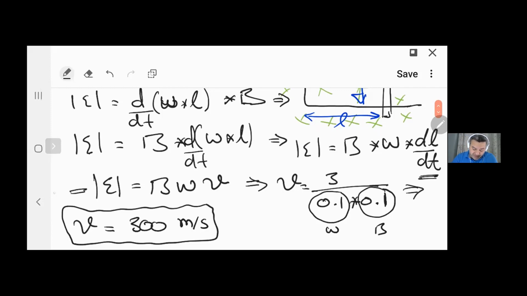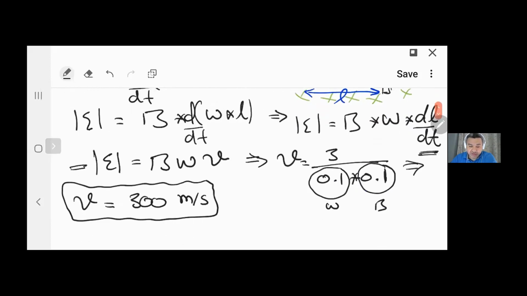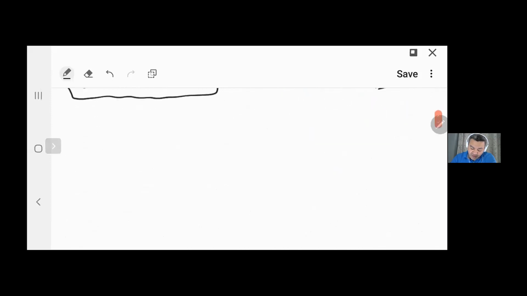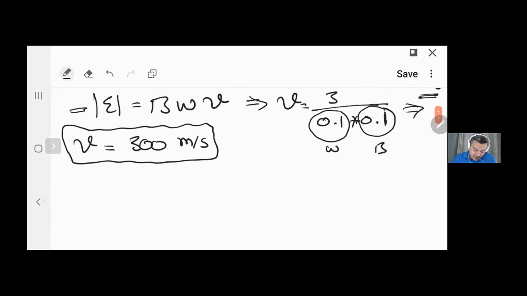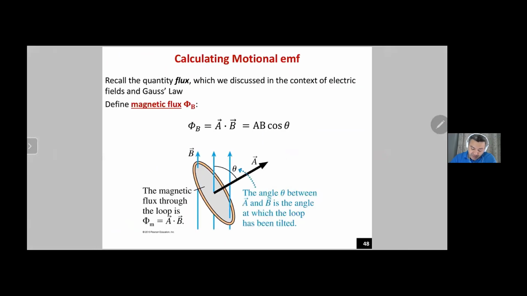Okay. Now the second part of the question is to calculate... no, because if you recall, when it comes to the area, you're talking about the area with the angle between the magnetic field and the normal unit vector on that area.